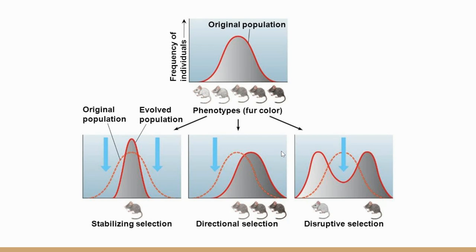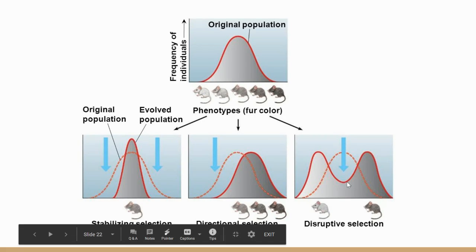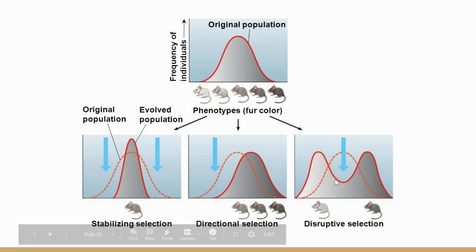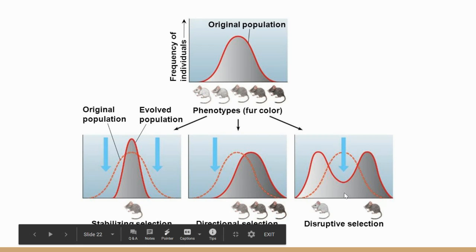That's directional selection. Disruptive selection would mean that it is an advantage to be white, but it is also an advantage to be black, and it is not an advantage to be gray. And so that population would split. It would be disrupted. It would be disruptive selection, where you would end up with mice who are white and mice who are black, but not so many who are gray.